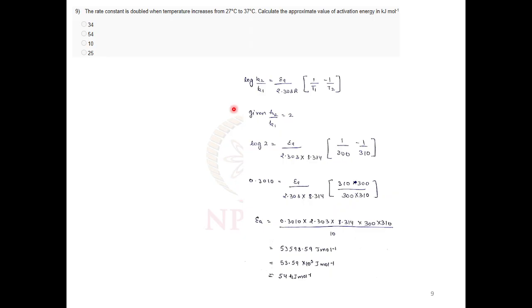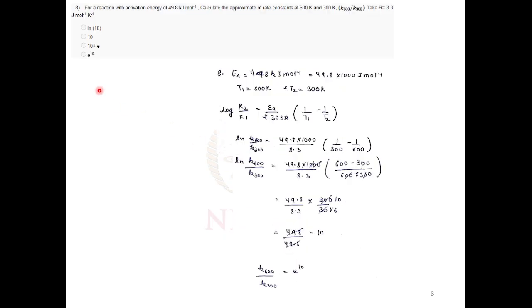So the rate constant has been doubled, k2 by k1 is equal to 2, right? That equals Ea by 2.303 R, where R is 8.314, into (1/T1 minus 1/T2), that is 1 by 300 Kelvin minus 1 by 310 Kelvin. So 310 minus 300 by 300 into 310. Overall it is coming 54.2 kilojoule per mole, about 54 kilojoule per mole. So B is the answer.